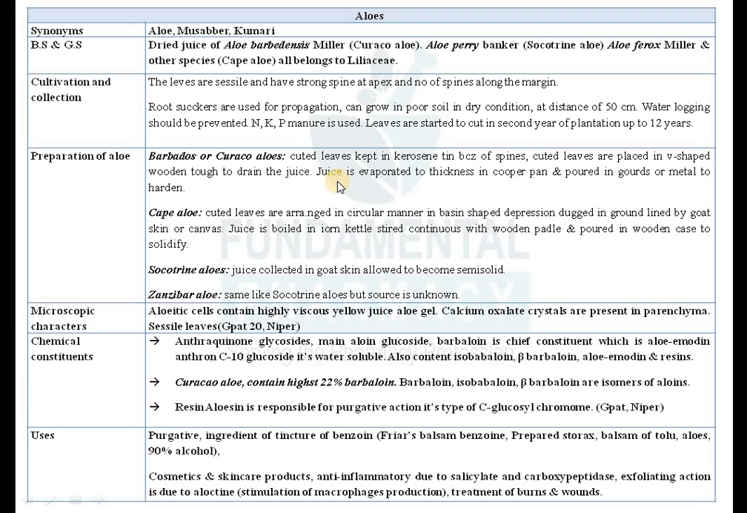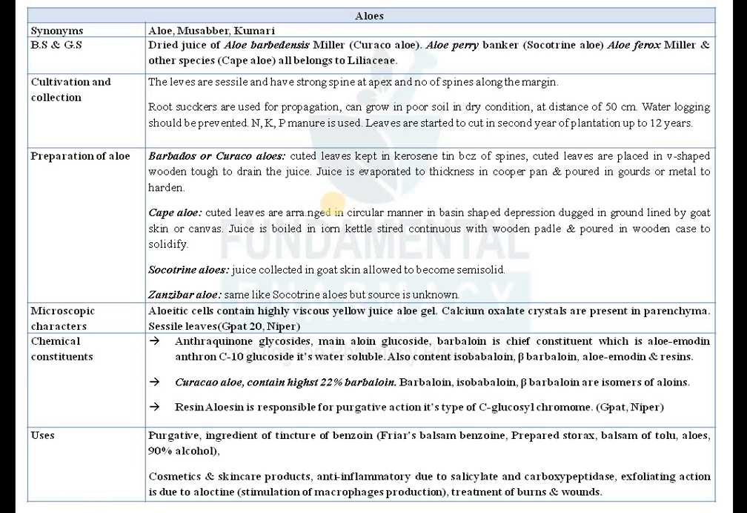तो बारबेडोस और क्यूराको aloe कैसे बनता है कि आपको क्या करना पड़ेगा, एक तो उसकी लीव्स कट करके उसका कलेक्शन करना पड़ेगा, तो उसको कलेक्ट करते हैं केरोसिन टिन में, ठीक है। और उसके बाद में क्या करते हैं, they are placed in V-shaped wooden, एक लकड़ी का बक्सा होता है V शेप का, उसमें वो रख देते हैं कट किए हुए लीव्स, ताकि वो एलोवेरा का जूस ड्रेन हो जाए। Then this juice is collected and evaporated to thickness in the copper pan and it is marketed under the name of Barbados or Curaçao aloe.